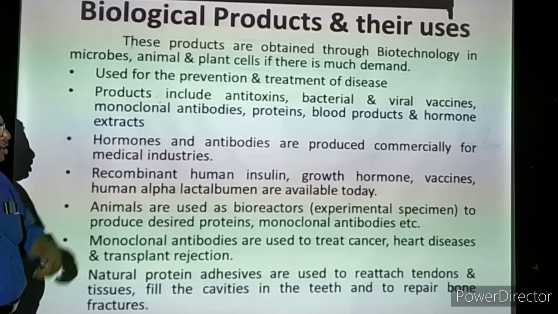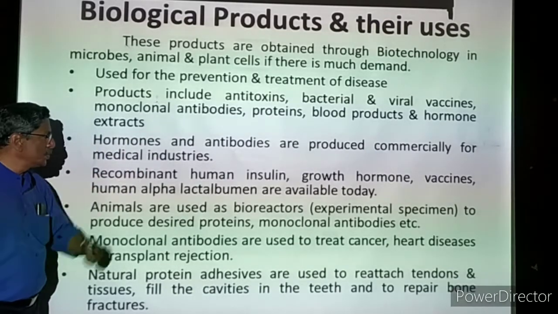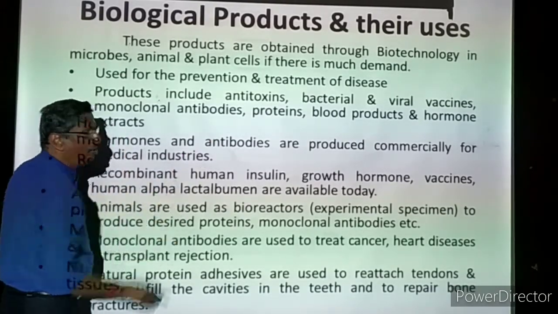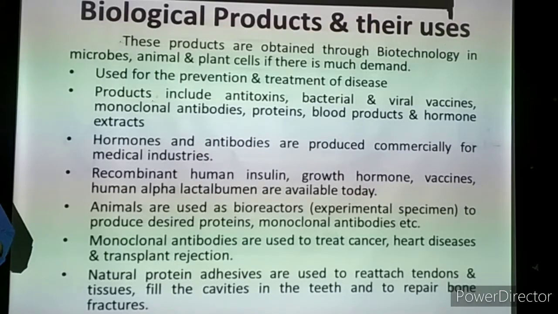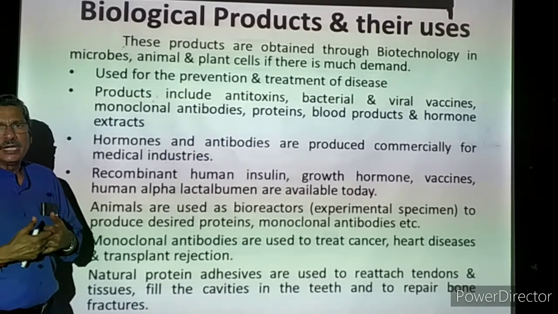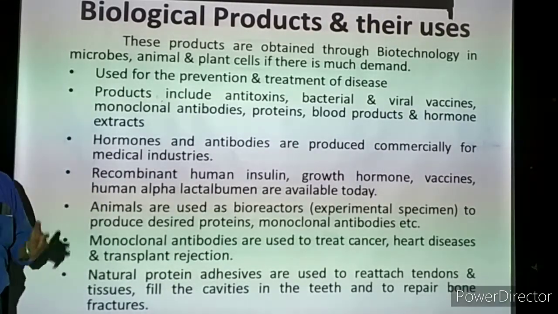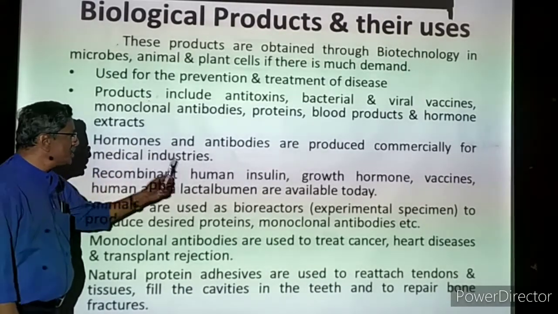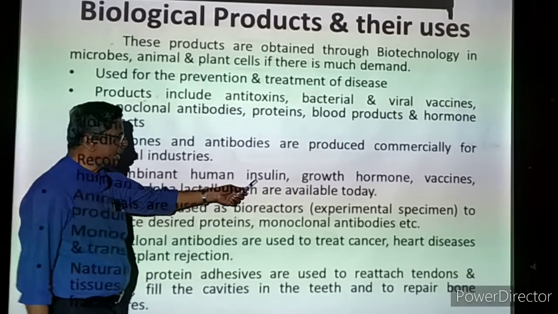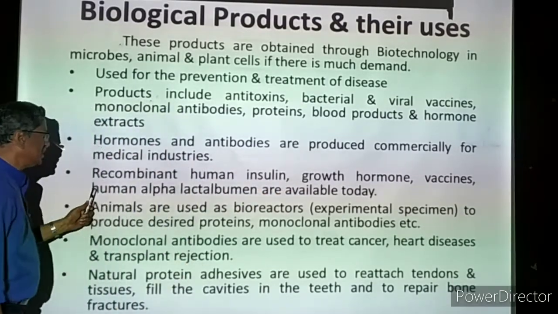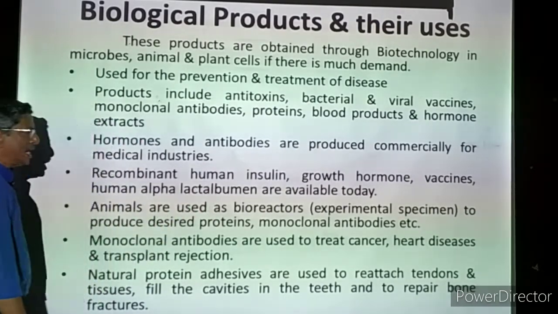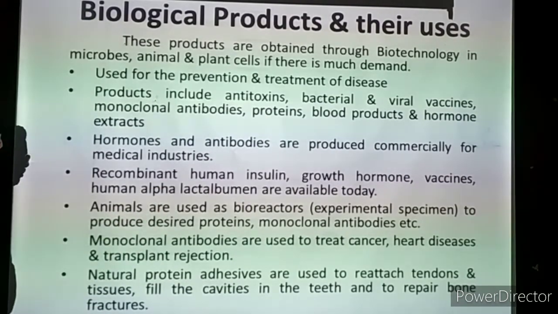Insulin injection. There is a hormone we are extracting, and that is manufactured in the medical industries. Antibodies, monoclonal antibodies, okay, because nowadays human immunity level is going down, so we need support from outside, that is monoclonal antibodies. Next, recombinant human insulin, this is what we studied in the first part. Growth hormone, vaccines, human alpha lactalbumin. Lactalbumin is a type of protein. Now all these things are available with the help of biotechnology.